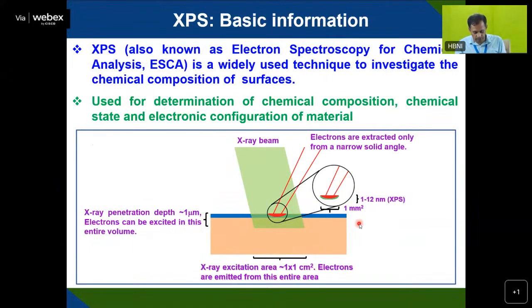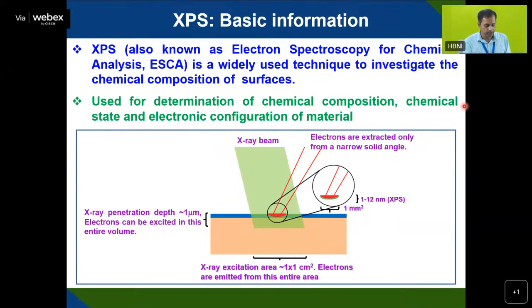Coming to the basic information of XPS, it is also known as electron spectroscopy for chemical analysis, ESCA. Mainly the chemical composition of a material can be found out using this widely used technique, mainly to investigate chemical composition on the surface. It is used for determination of chemical composition, chemical state, and electronic configuration of a material. For example, the oxidation state can be found out using this technique.